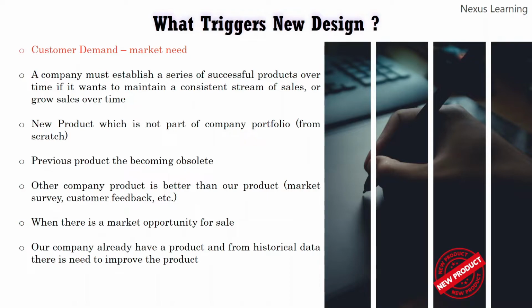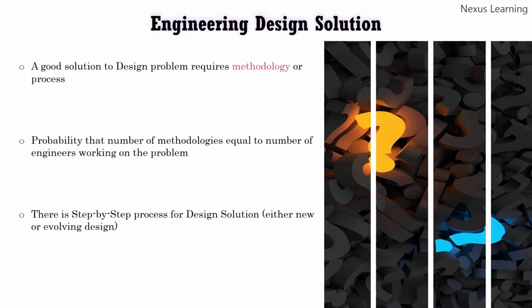There may be better products than our company's. The competitor has a better product, and we have got to know that from market surveys, customer feedback, benchmarking, etc. So that is a need for a new product. Or when there is a market opportunity for sale, and we already have a product, and from historical data we got to know that this product is very good, but it needs some improvement which will make it best. These are not limited to, but most of the things which will trigger a new design are covered.